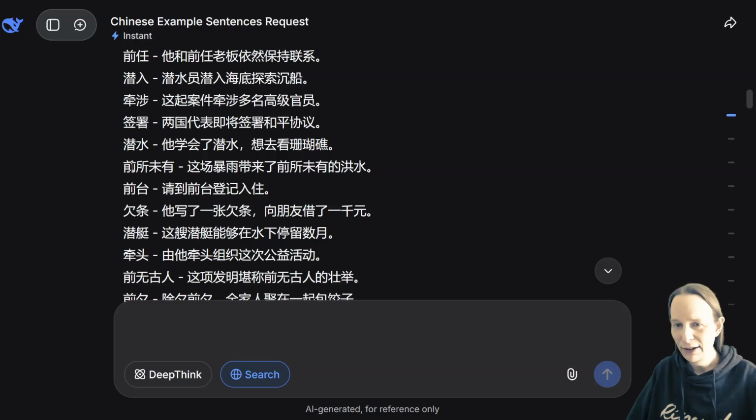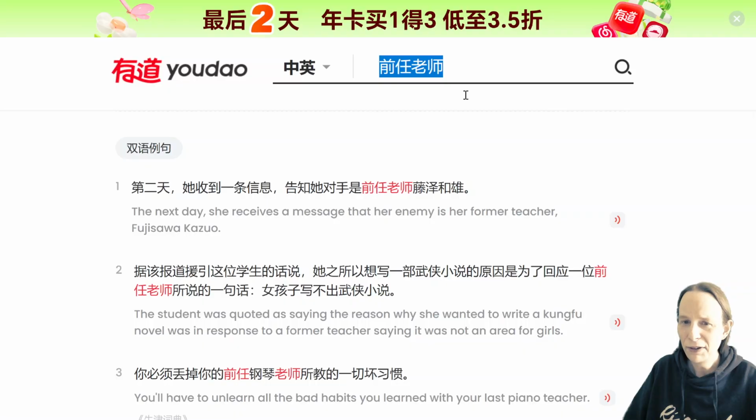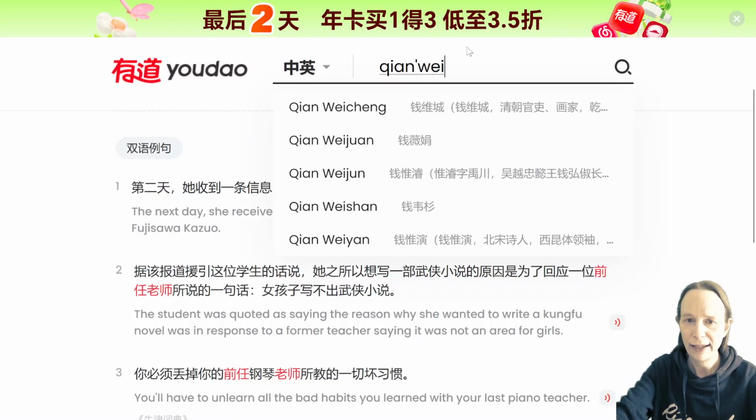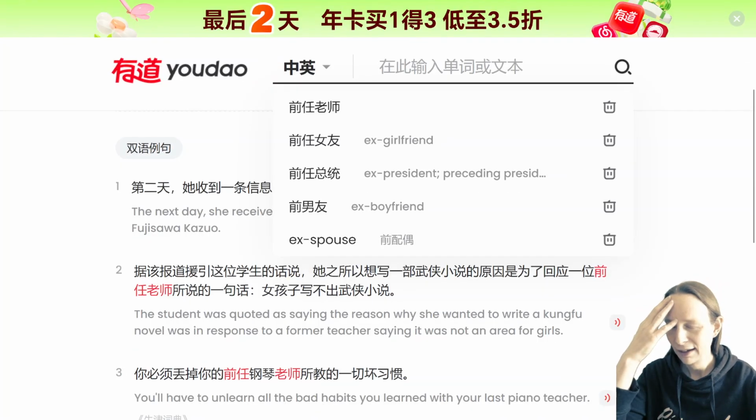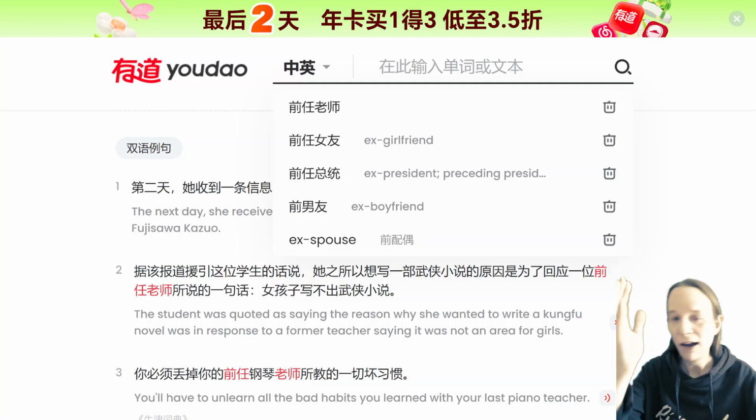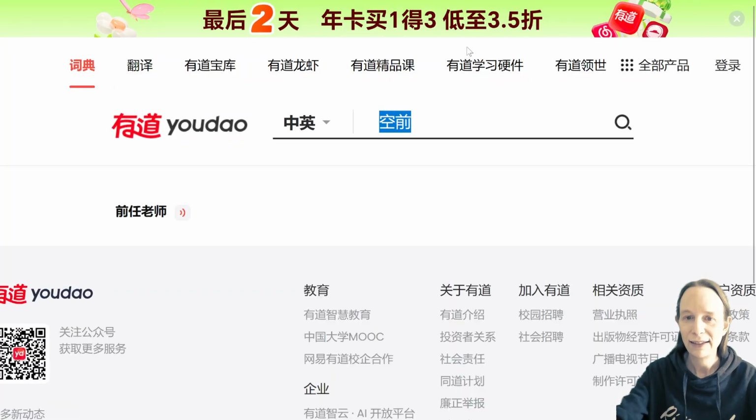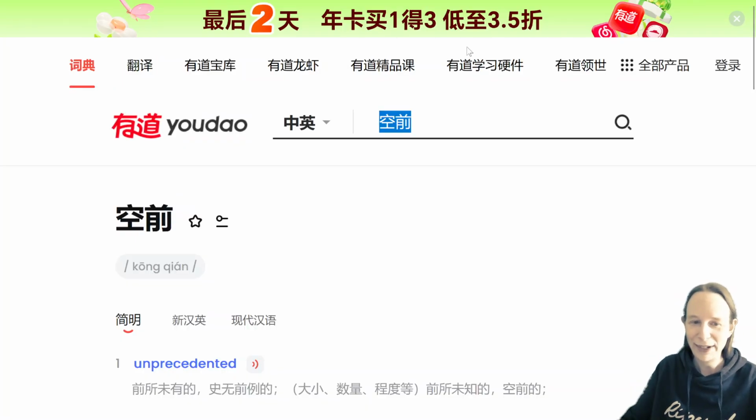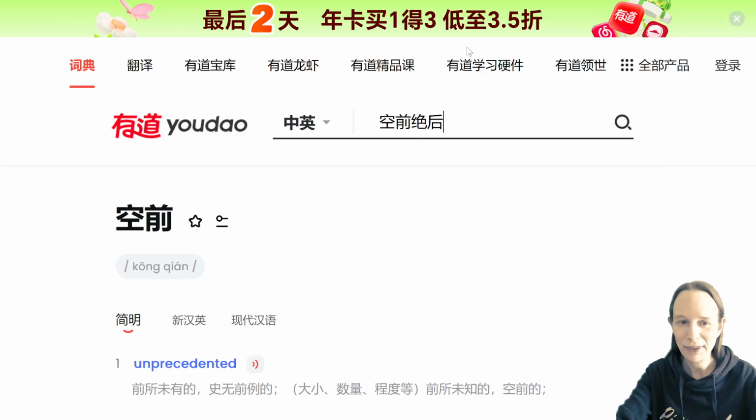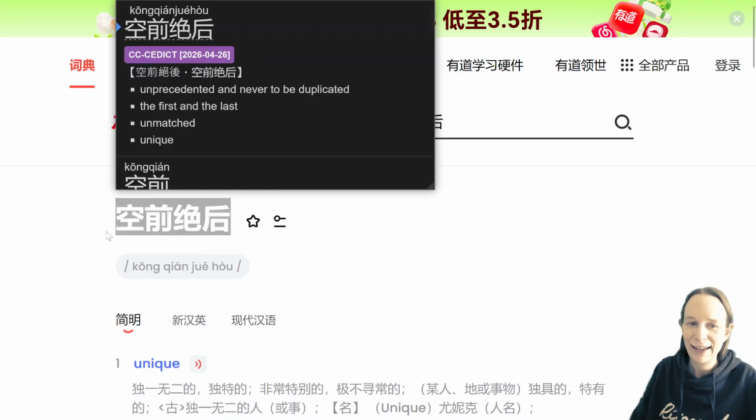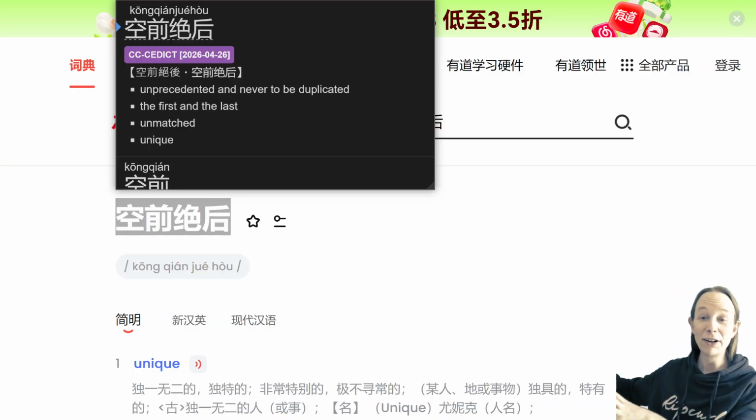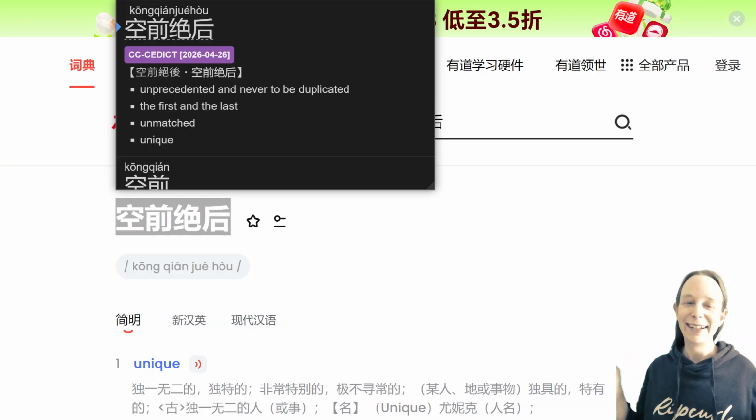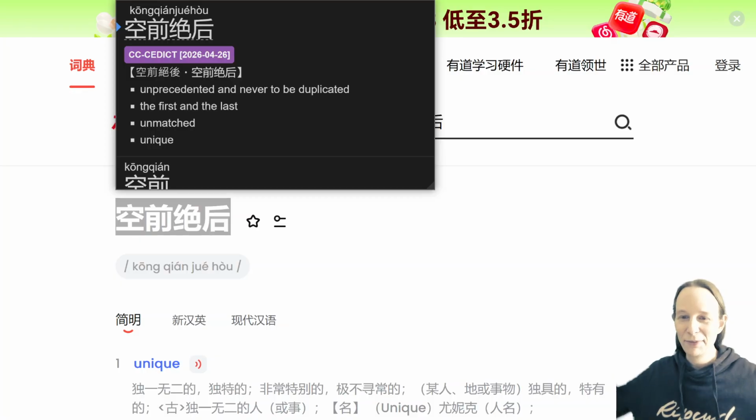All right. So maybe you know qian. Is it qian wei? There is another word. Oh, kongqian. Yeah, there's another one that's very similar. Kongqian, unprecedented. Kongqian jue hou. It's a stronger version of that, where it's unprecedented in the past, but it's also not going to be repeated in the future. So it's like doubly unprecedented.